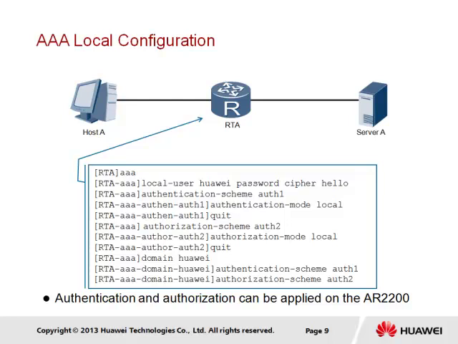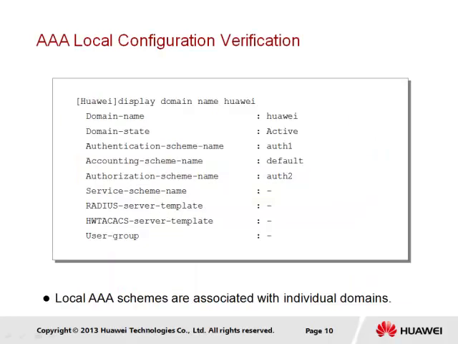Following the configuration of the relevant domains and authentication and authorization schemes, we are able to use the display domain name command to view the status of the domain and the schemes which have been bound to the respective domain. We show here an example based on the HUAWEI domain that has been created, for which we are able to see the domain is in an active state. The authentication and authorization schemes that were created can also be seen to have been bound to this domain in the form of Auth1 and Auth2.